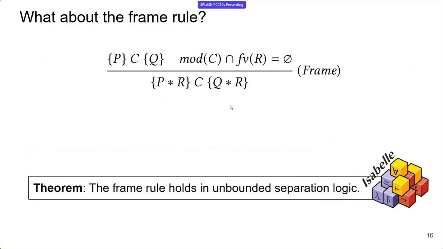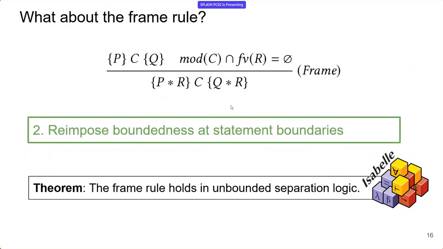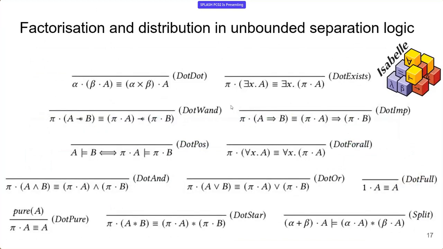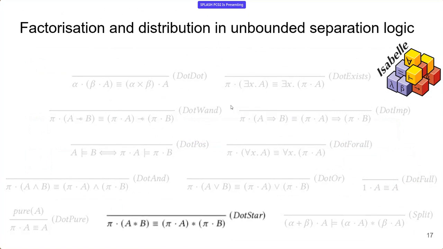And you might think, this is crazy, we cannot get rid of the bound, this is not separation logic anymore, but just reimposing this bound on statement boundaries, we get back the frame rule, which we have proved in Isabelle. And this is thanks to this second point. And we have proved many factorization and distribution rules in unbounded separation logic. You don't have to look at them. The ones that are important are this one, where that doesn't hold with the semantic multiplication and that enables the first proof to go through. So we can distribute and factorize over the star.